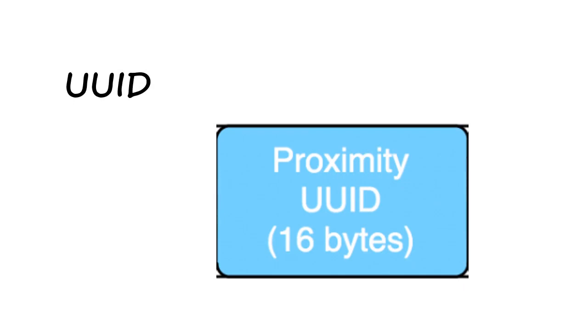The UUID is the signal that is actually being sent by the beacon, and it is an identifier that distinguishes your beacon from others. For example, one company will have one UUID for all the beacons they own, and another company will have another UUID, and so on.